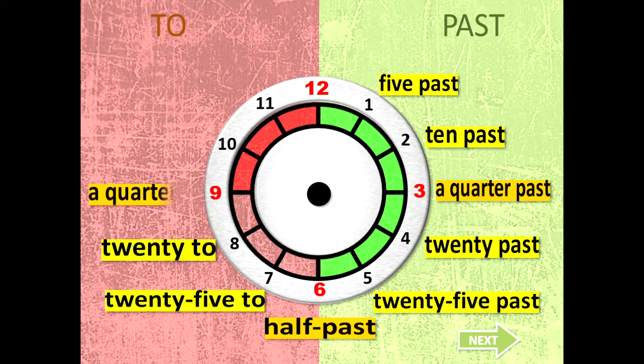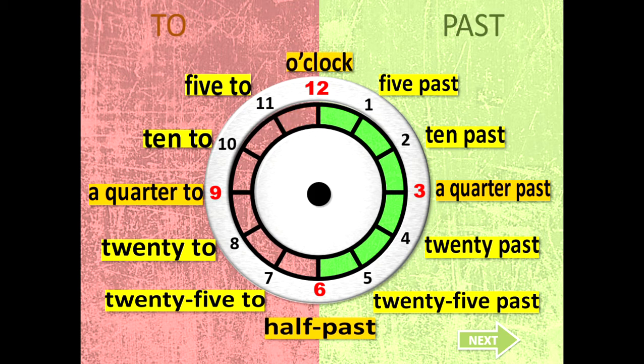And for number 9, you can simply say a quarter to. It means 15 minutes left before the time. And for number 10, 10 to. It means 10 minutes left before the time. And for number 11, you can say 5 to. It means 5 minutes before the time. And when the long hand strikes the 12, you can simply say o'clock. For example, 1 o'clock, 2 o'clock, 3 o'clock.